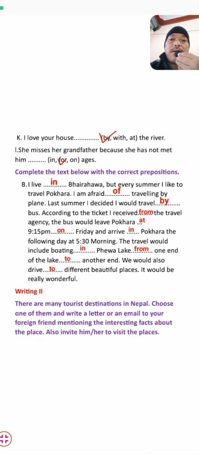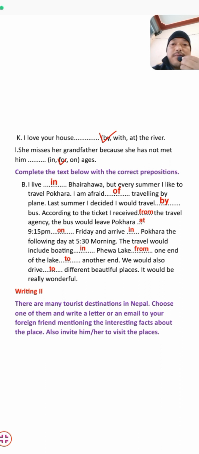Number K, I love your house dot dot the river, by the river. She misses her grandfather because she has not met him, that is, she has not met for ages. Again time duration is given, for ages. It's all about your preposition.